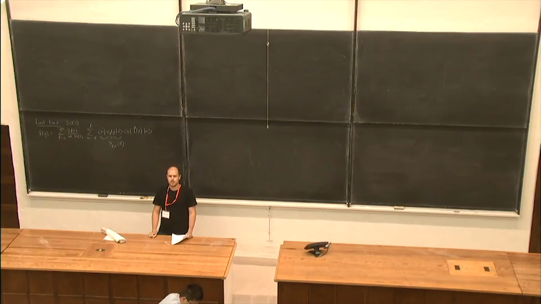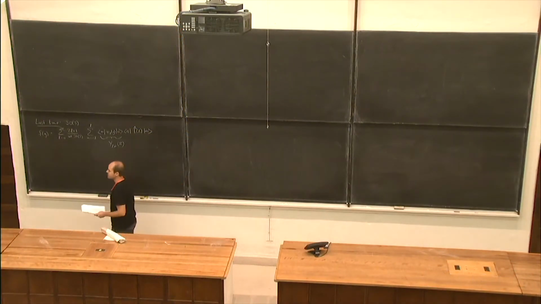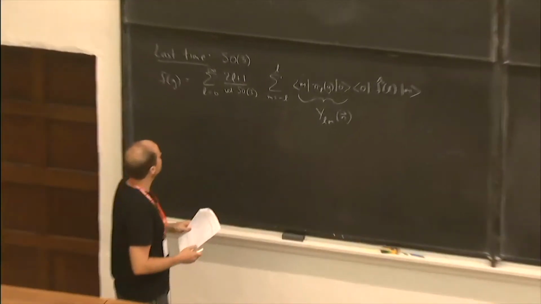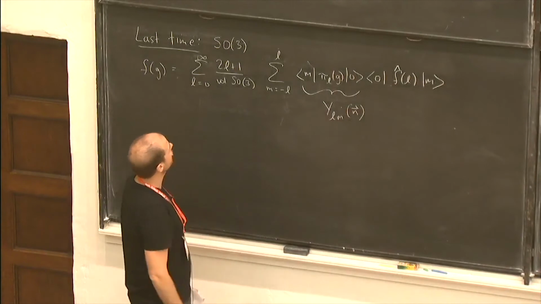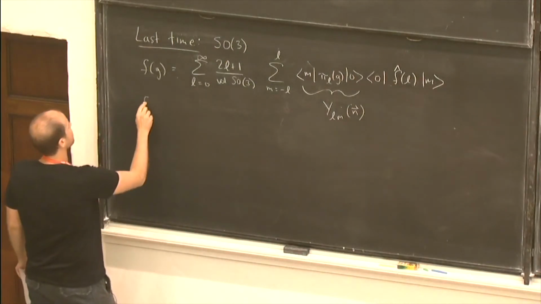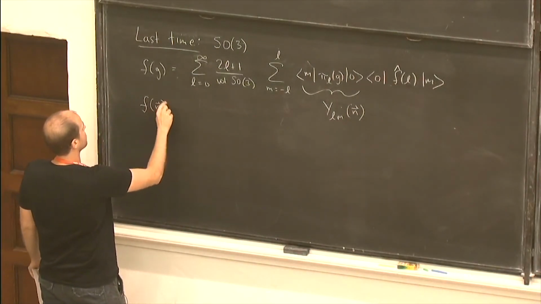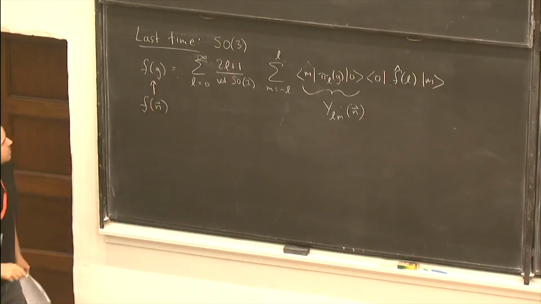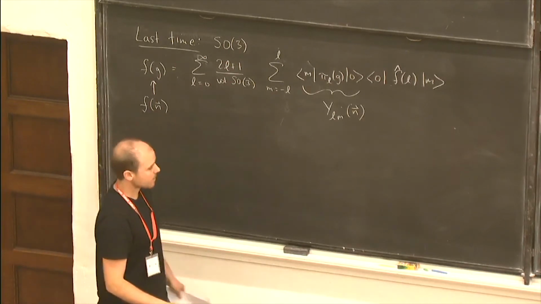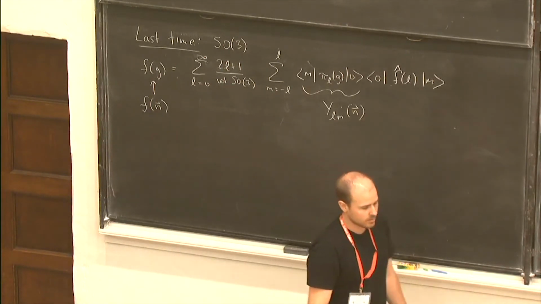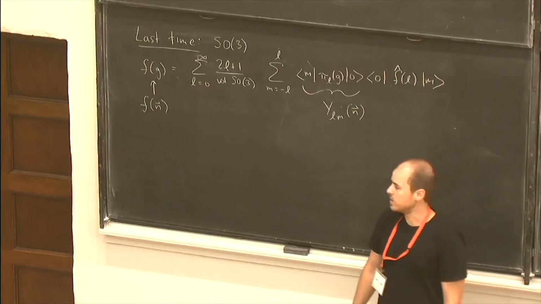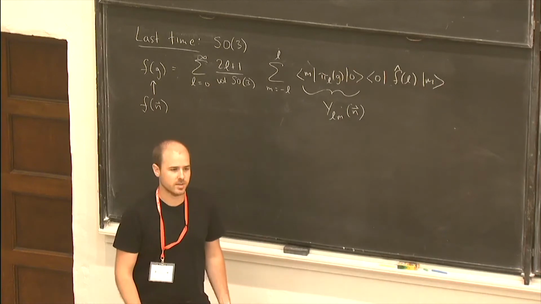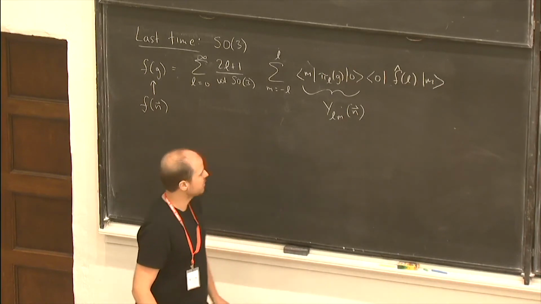Okay, let's get started. So last time we were talking about harmonic analysis for the group SO(3). And we studied a particular example of a function on the two-sphere. So we had some function on the two-sphere, and we lifted it to a function on the group SO(3). And then we used the Plancherel formula for SO(3) to express the function on the group as a linear combination of matrix elements in the unitary irreducible representations of the group.